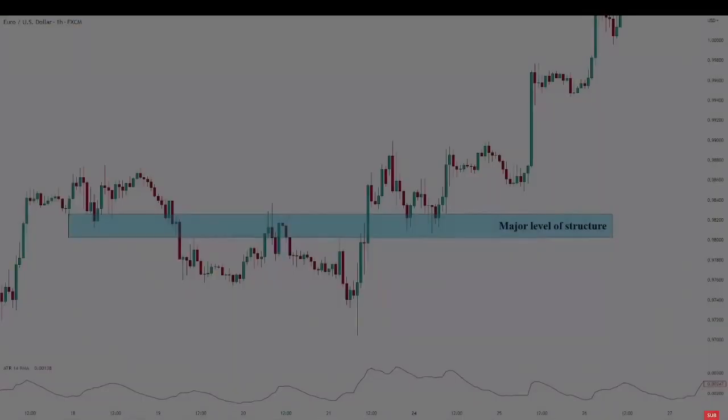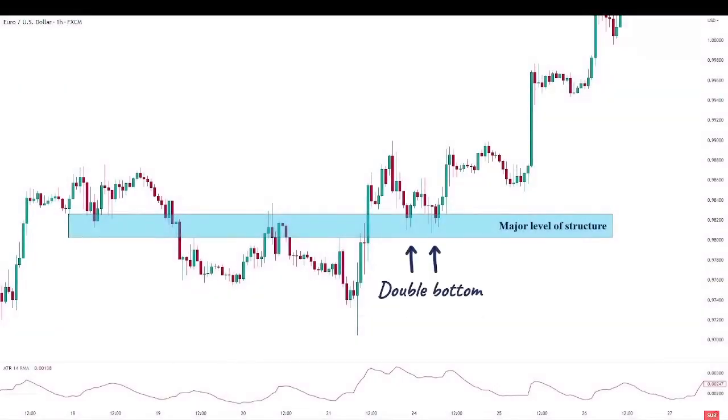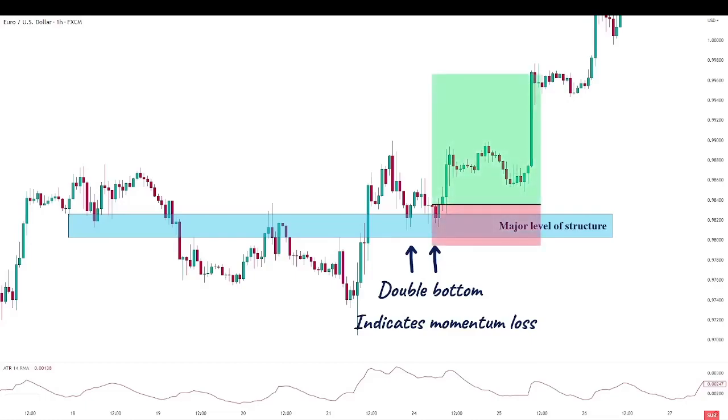So we zoom into the lower time frame and look for a double bottom reversal pattern once the price gets there. The double bottom pattern shows that the market failed to create a new low, which indicates a loss of momentum. This signals that the short-term downtrend is over, and the market can potentially start to go to the upside. So, we will open our buying position and the stop will be below the swing low.